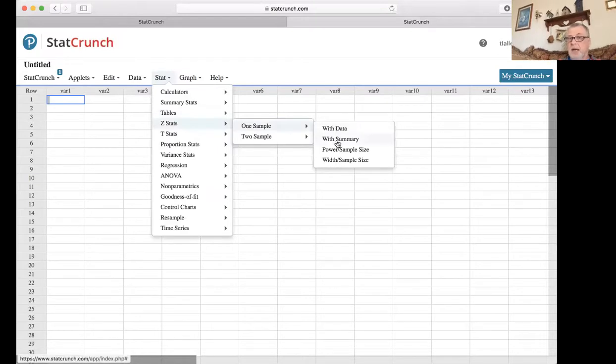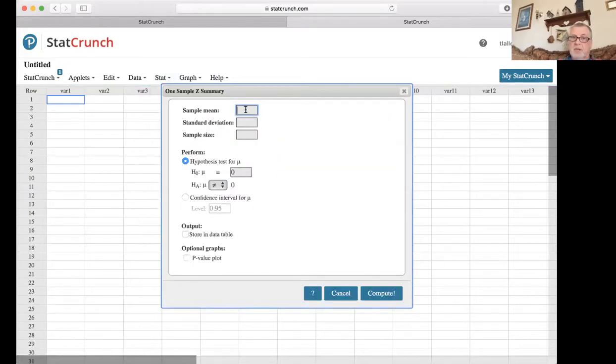And we have with data and with summary. If we have a list of data and no sample mean is calculated, then we have to use the data feature. Since we have no list of data and we're given a sample mean and a sample size, we're going to use summary. So we select summary. The sample mean, if we recall, was 7.62. The standard deviation of the population was 1.6, and the sample size was 250.